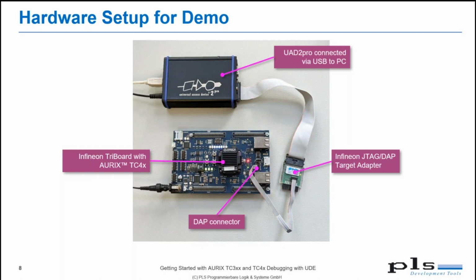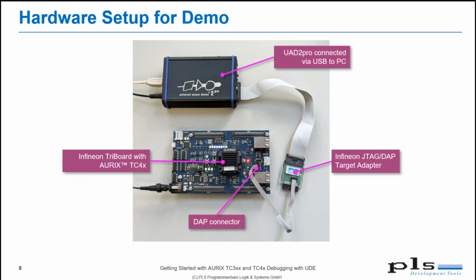And as a debugger hardware, which is needed to get access to the tri-board with the AURIX, I use the UDE 2 Pro of our universal access device family. This is the base device in this family. It's dedicated for debugging. You can't do tracing with that device. There's no trace memory inside, but if the device, like an emulation device of the AURIX, comes with its own trace memory, then you can do traces as well.